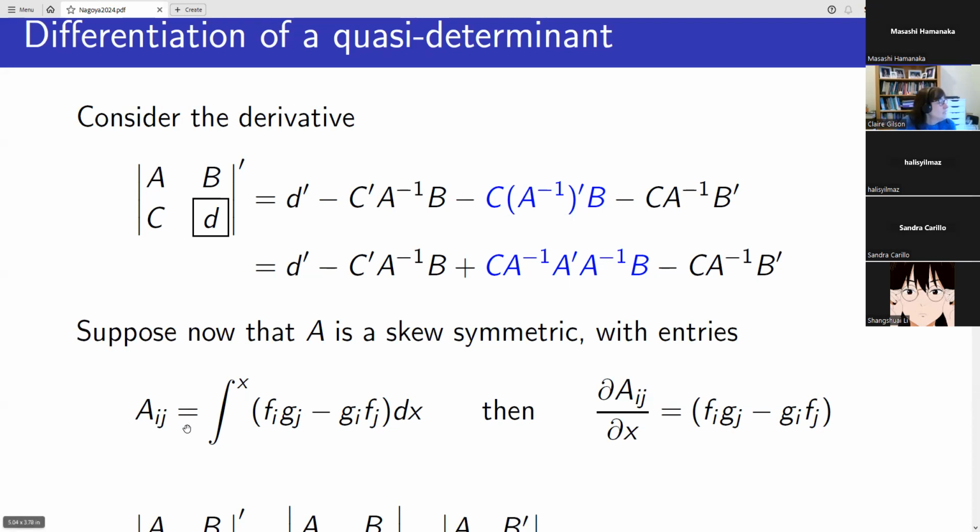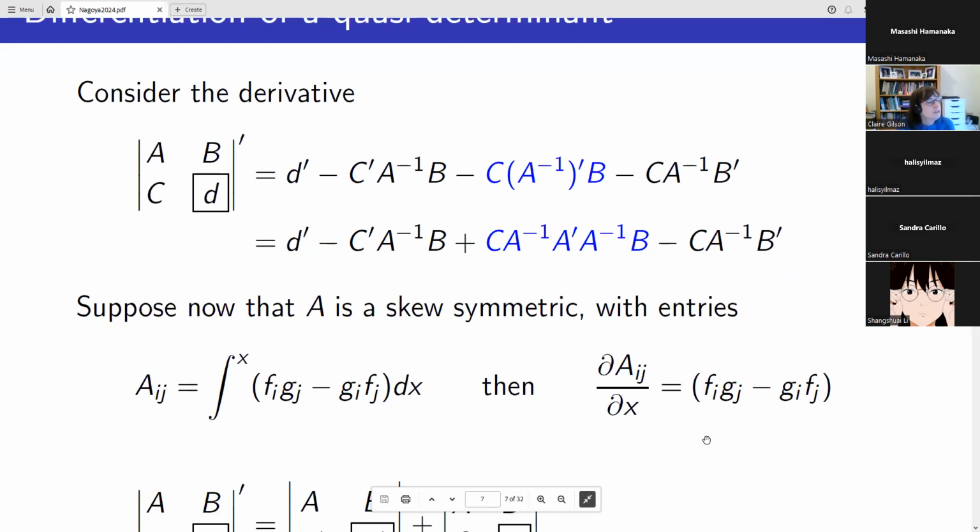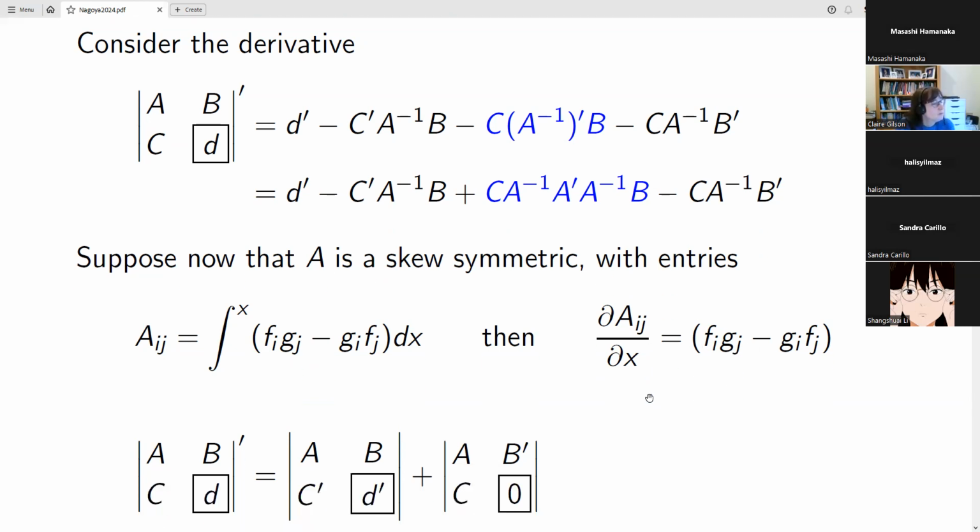So if I make my a_ij the integral of these things here, f_i g_j minus g_i f_j, and then if I differentiate, I just get something very simple. Differentiating an entry of the a gives me f_i g_j minus g_i f_j. These f and g's are going to turn out to be just really simple exponentials. They're the eigenfunctions associated with the problem.